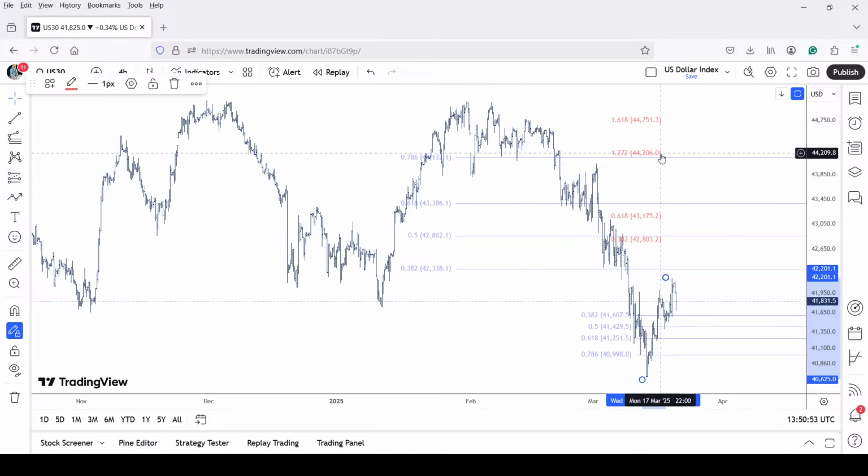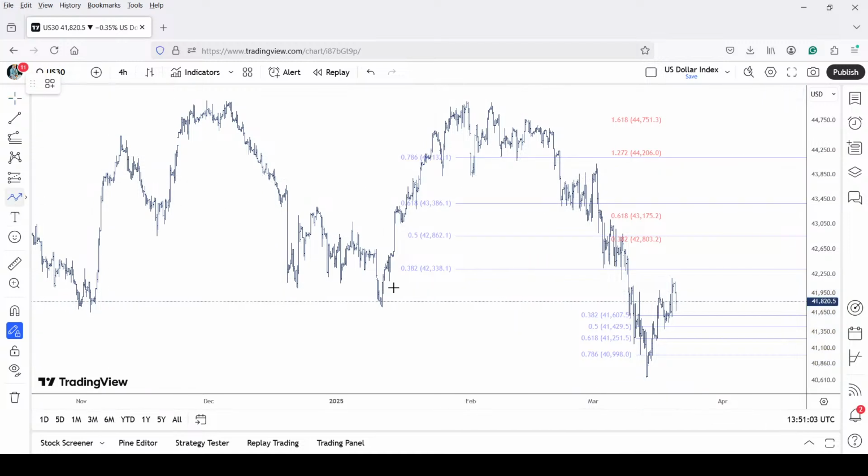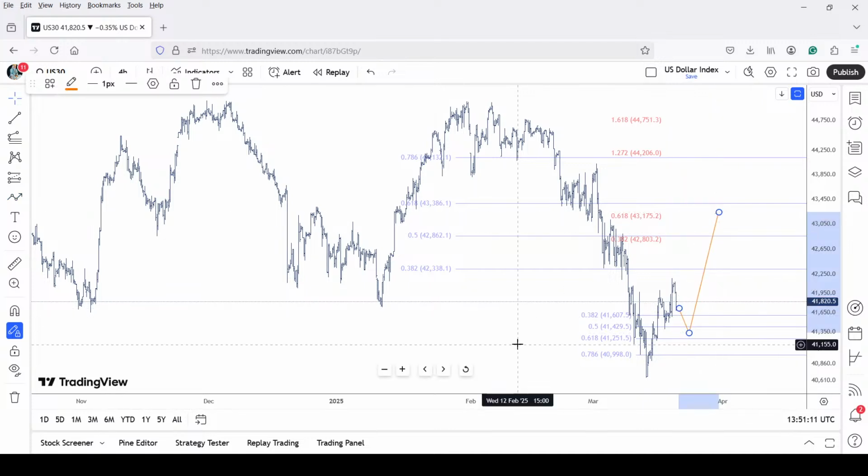43,175 would actually go and hit the 44,000 mark, which is the 1.27 extension and 78% retracement. So the path in the Dow Jones again could be like that. All right, so waiting for a bit more correction in the Dow Jones.